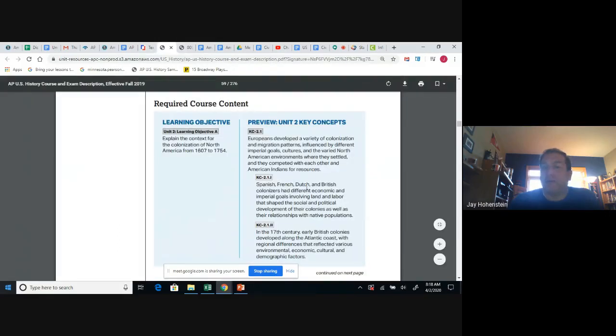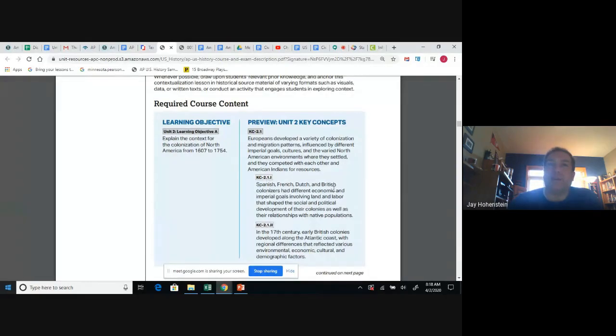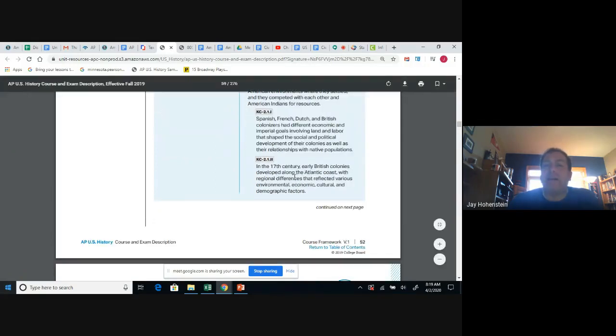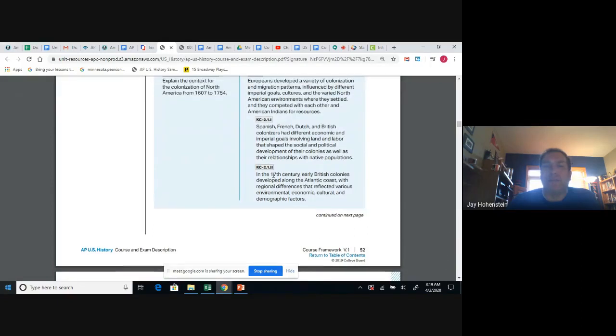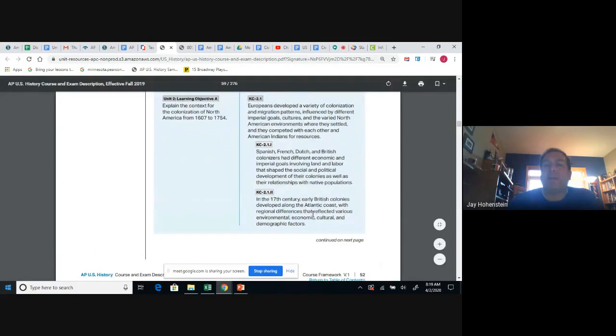So when it's Spanish, French, Dutch, and British colonizers had different economic and imperial goals, understanding that the British are embracing an idea called mercantilism, the idea that the colonies are set up to create wealth for the old world, while the Spanish are embracing the encomienda system, trying to utilize the 3 Gs for settlement. And we're going to find that these different colonies develop differently along the eastern coast with regional differences. This is setting up a compare-contrast question.